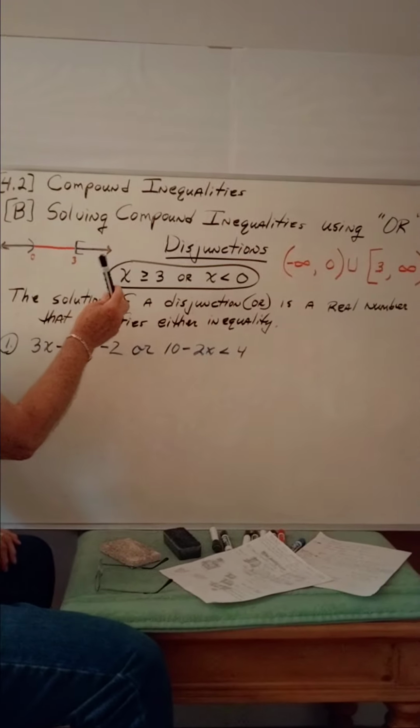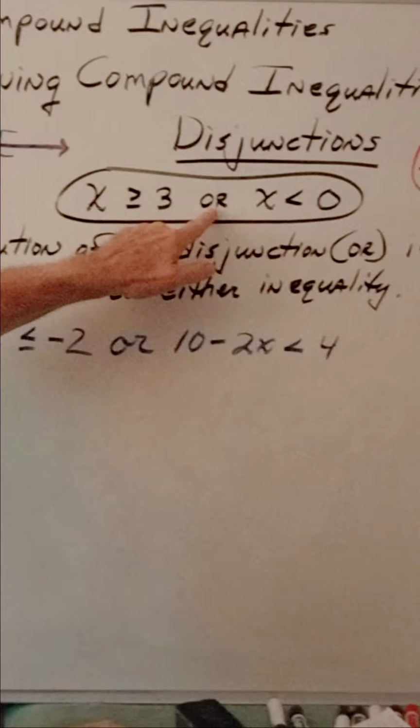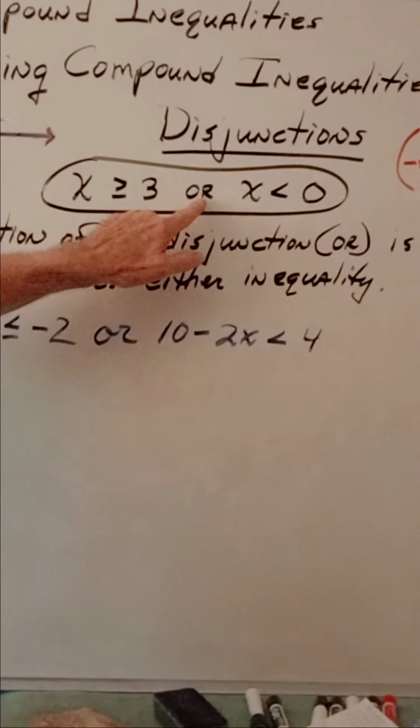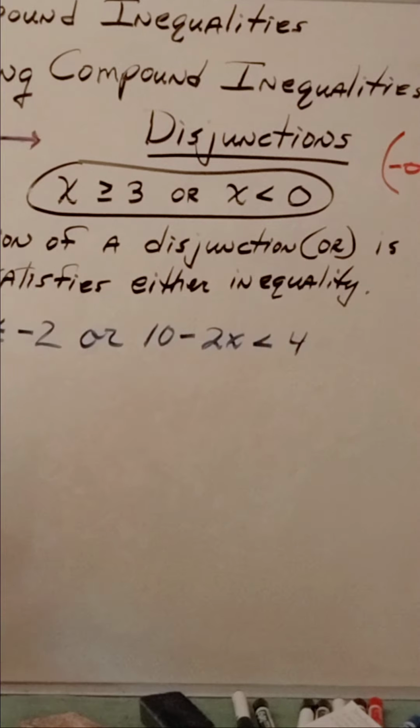Let's take a quick moment to look at this simplistic disjunction. How do we know that it's a disjunction? We see the word "or." Folks, that has to be memorized. Compound inequalities that are joined by the word "or" are called disjunctions.